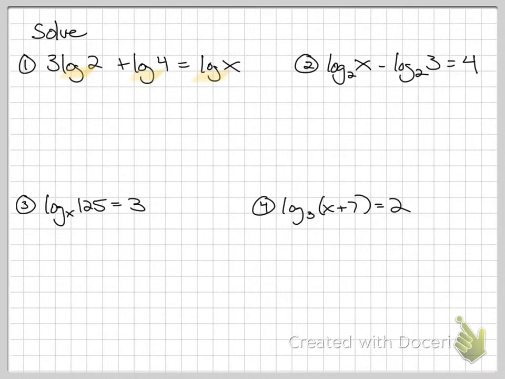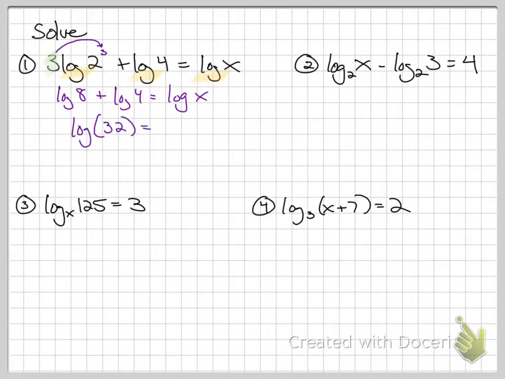The first step is to condense. The first step is always to condense when you see logarithms in a problem. So when I see a 3 in front, remember that becomes an exponent. So I'll do that step first. 2 cubed, remember it's an exponent, becomes 8. Then I am condensing. For logarithms, plus means multiply. So this is log of 8 times 4 is 32.